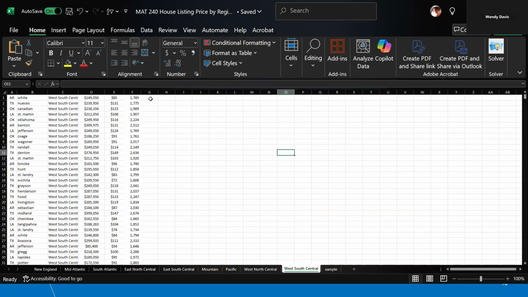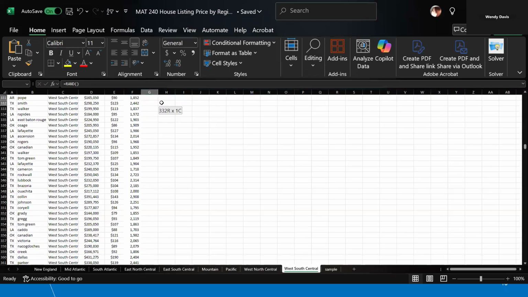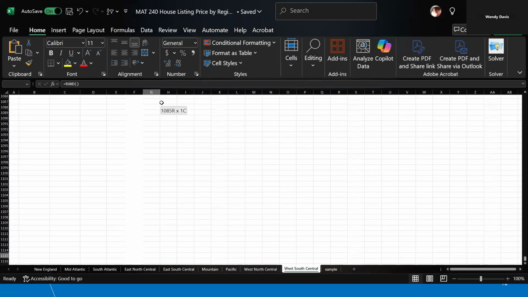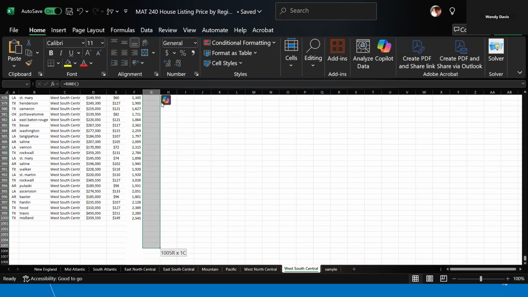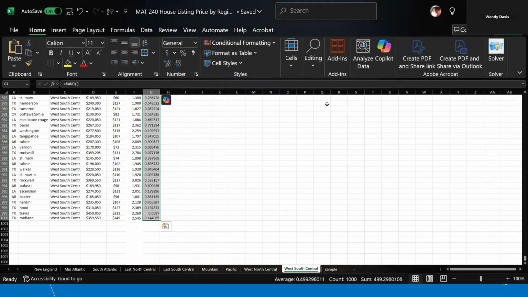So we want to find our random sample. Go to a blank cell, type equals RAND. That's what I do, I just start typing. Random number, enter. Now we want to fill that down. Sorry, I went a little too far. There's probably another way to do this, but make sure you go to the bottom. Fill down.